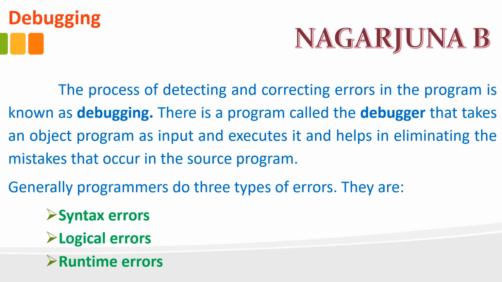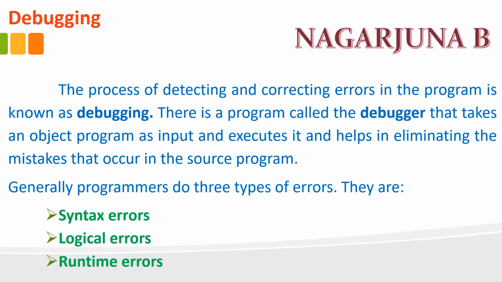What is an error? An error is nothing but a mistake due to which a program will not be executed. In some cases, the mistake will be such that the program will be executed, but the output we are going to get will be a wrong one. That means it will not be a correct output.